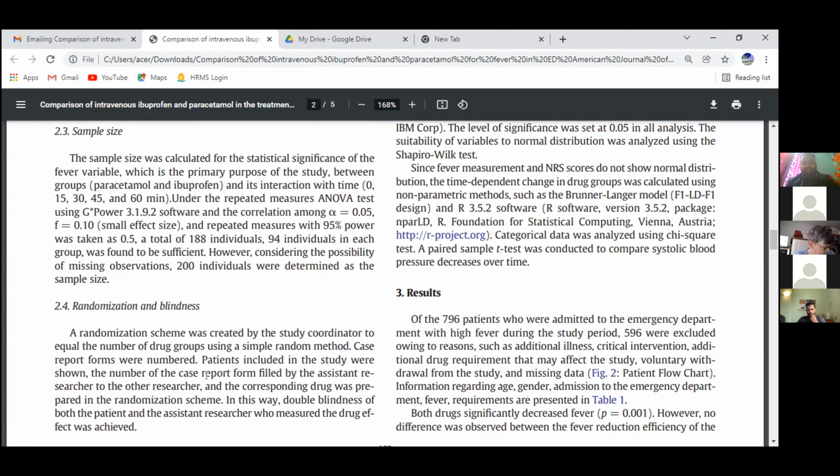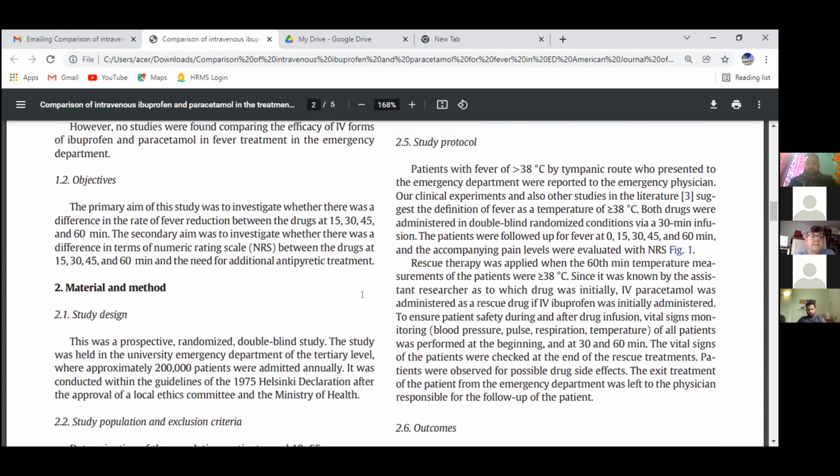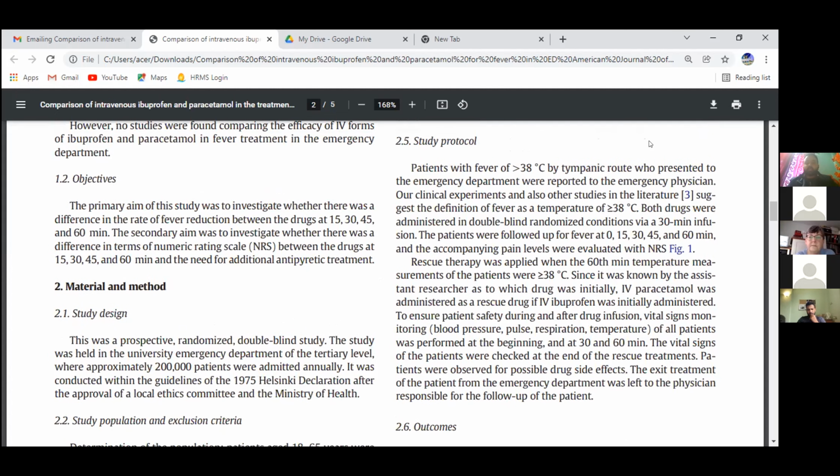Thank you. And coming to the second question, were the groups similar at the start of the trial? Now, from this study, we can see that in this paragraph, in the study protocol, patients with a fever of 38 degrees Celsius, the temperature in both the groups of patients were measured by the tympanic route, firstly.